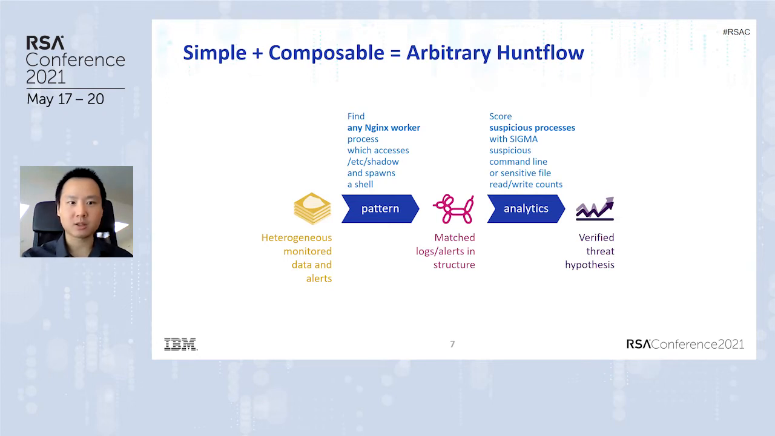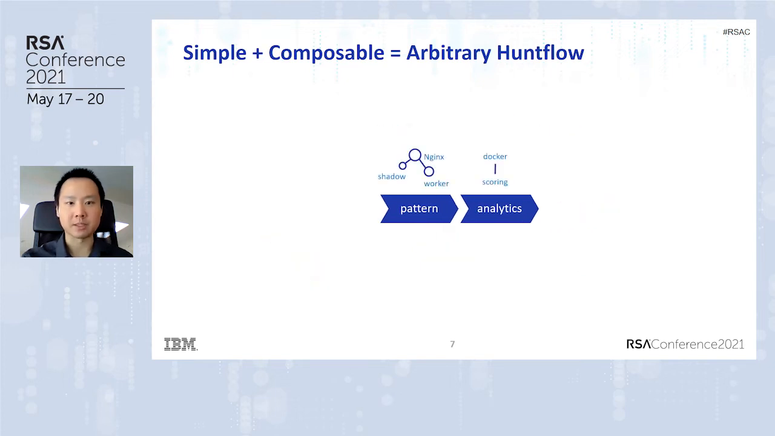A threat hunter not only can chain different patterns, but also analytics after pattern, analytics after analytics, pattern after analytics. An example here: a hunter first uses a pattern to match a list of processes he is interested in, which access etc shadow and spawn a shell. Then he pipes it to an analytics that invokes external threat intel to rank the matched processes from the pattern.